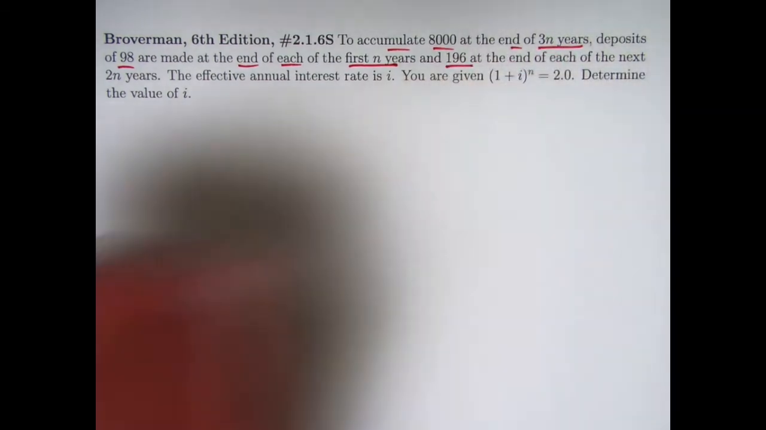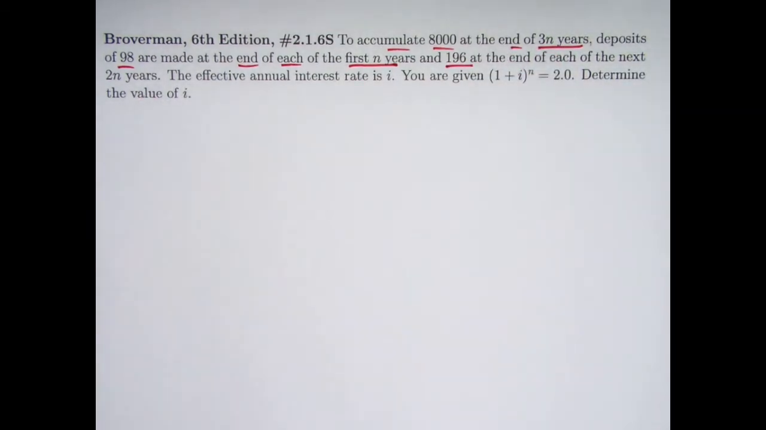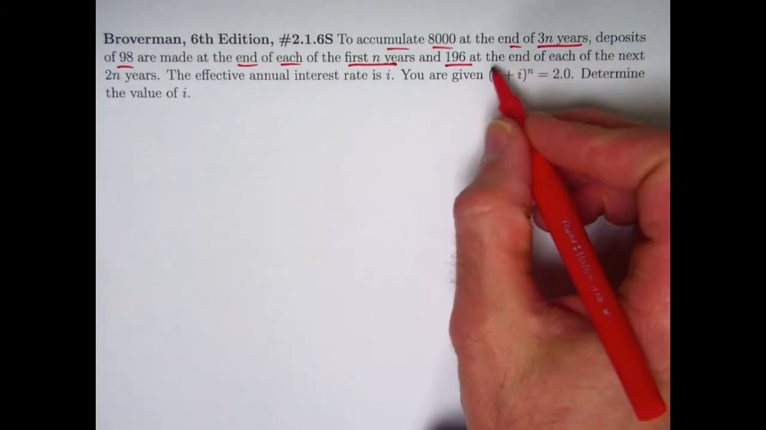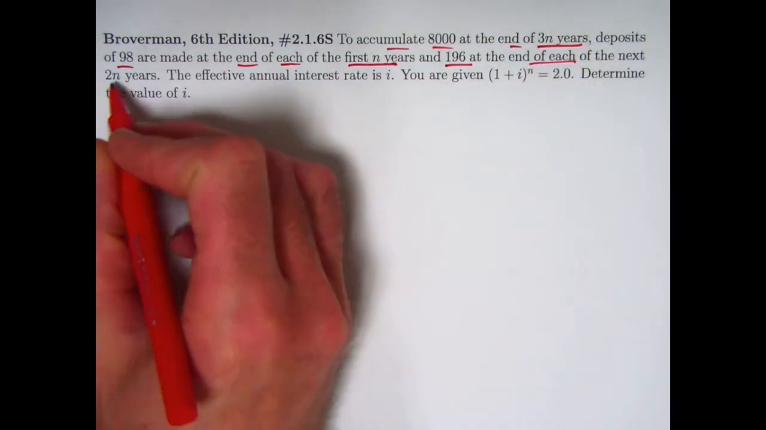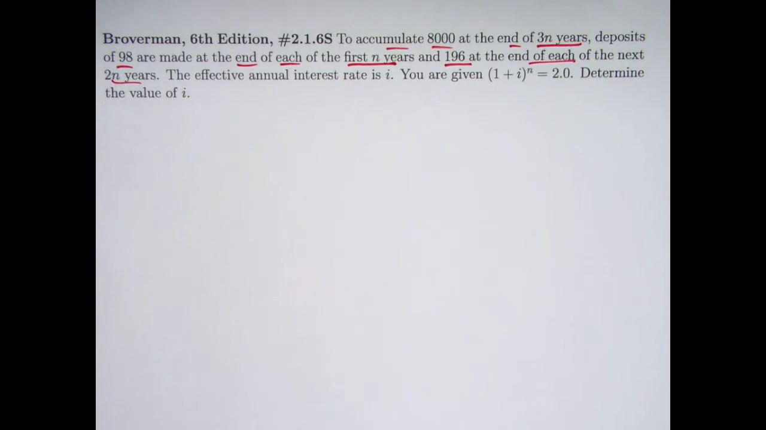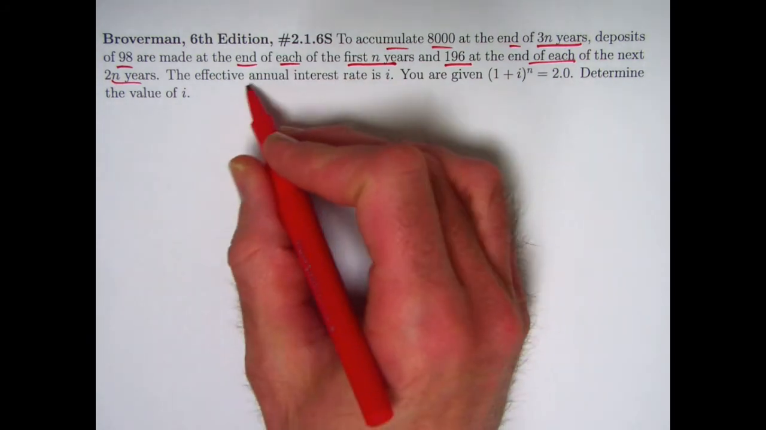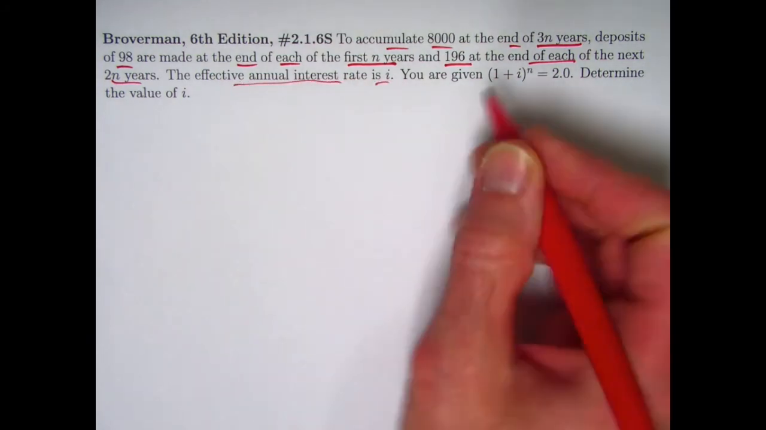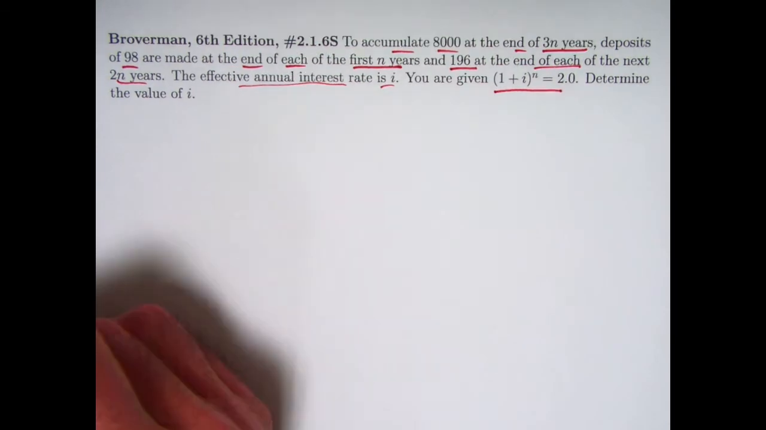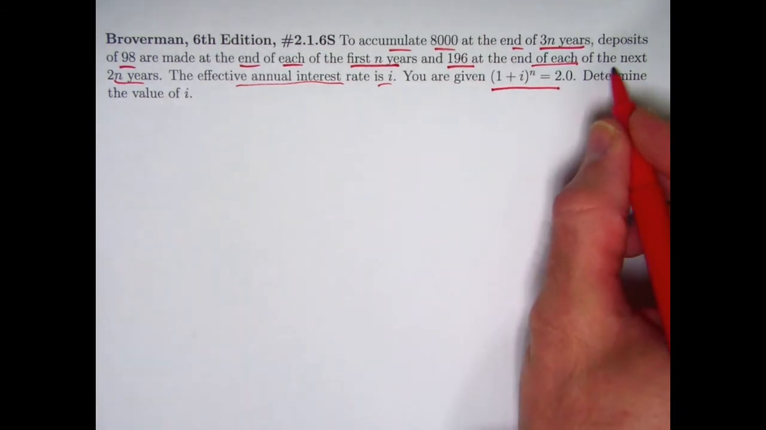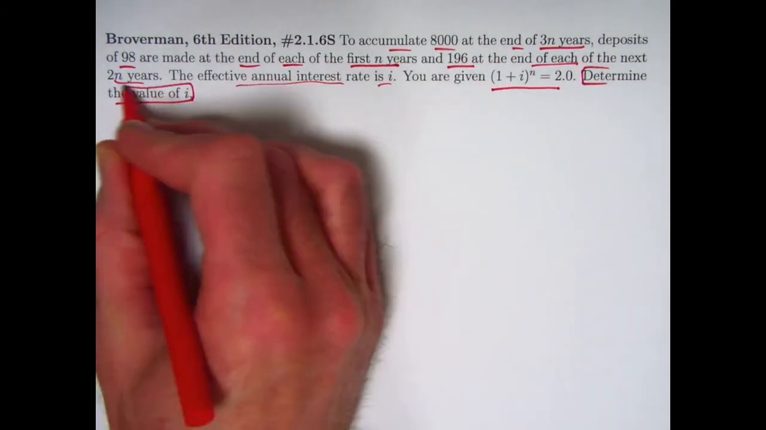Then we change the amount. For the first n years, it's a level annuity. And then for each of the end of the next 2n years, we change the amount to 196. So it's like a piecewise constant annuity in effect. The effective annual interest rate over the entire period of time is i. You're told that 1 plus i to the n is 2. Determine the value of i.